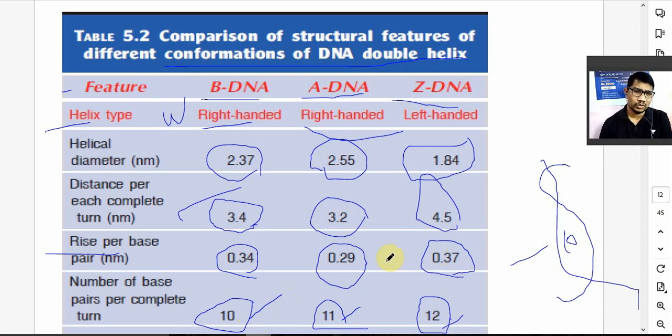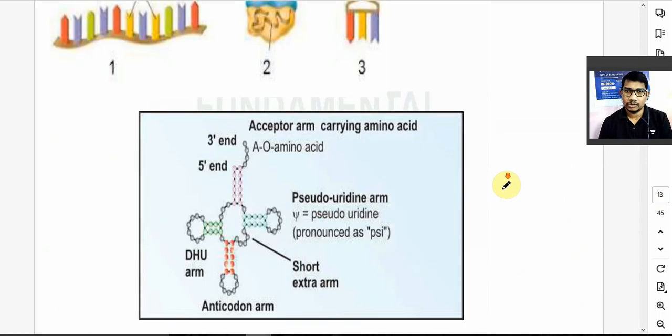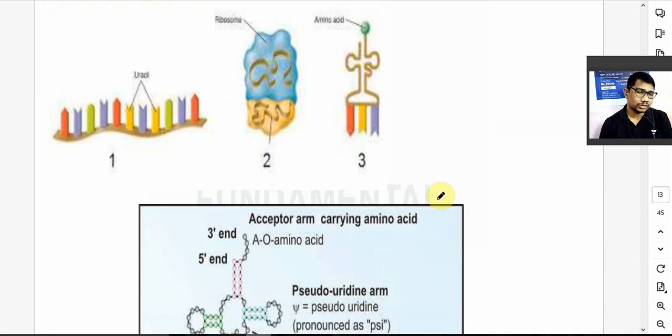These are the most common. But there are A, B, C, D, E; there are at least 5 types of DNA. We'll see the structure of DNA and the structure of RNA. There are 3 types of RNA.